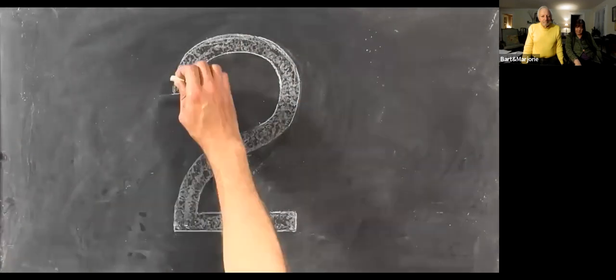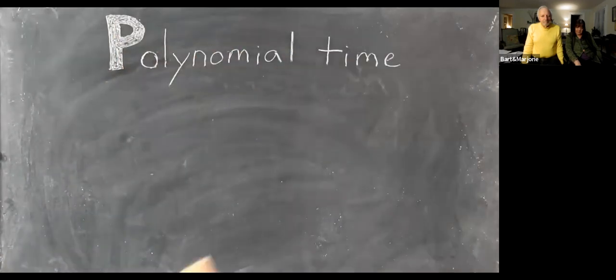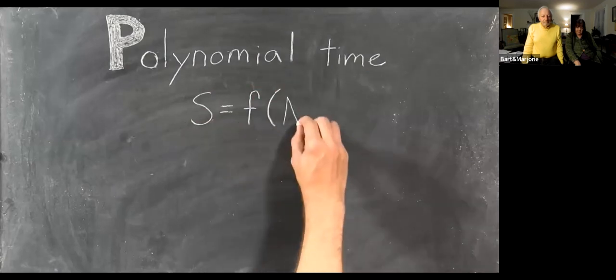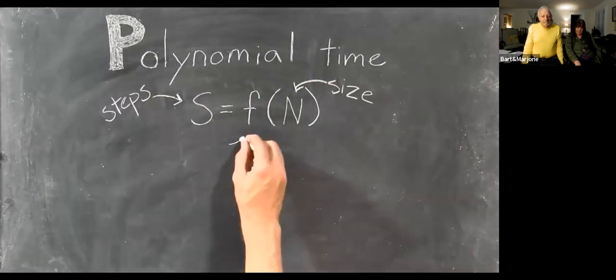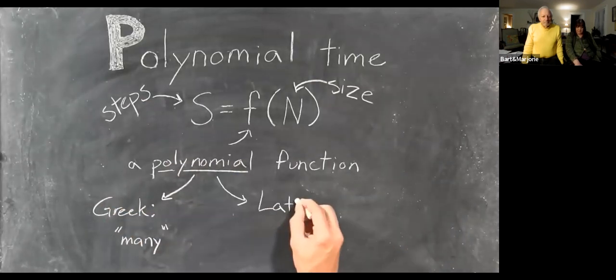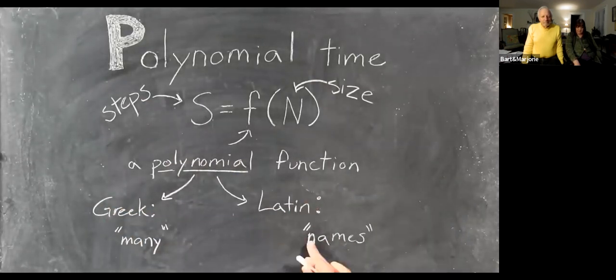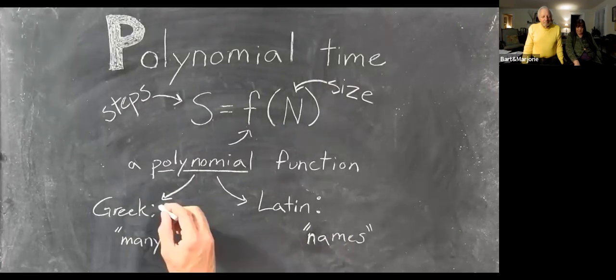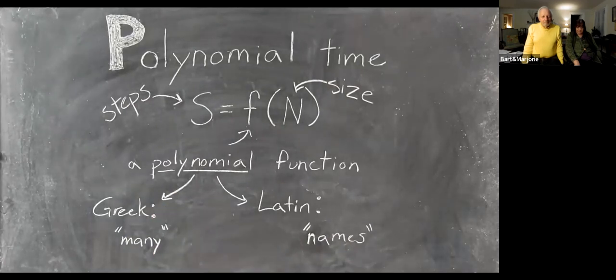2. P stands for polynomial time. In P, the number of steps you have to do to solve a problem, and therefore the amount of time that it takes, is some polynomial function of its size. Polynomial is a mishmash of Greek and Latin meaning many names, which is, regrettably, a pretty typical example of math's flair for unhelpful terminology.